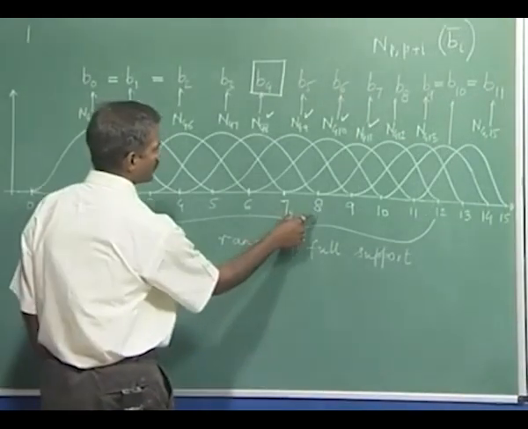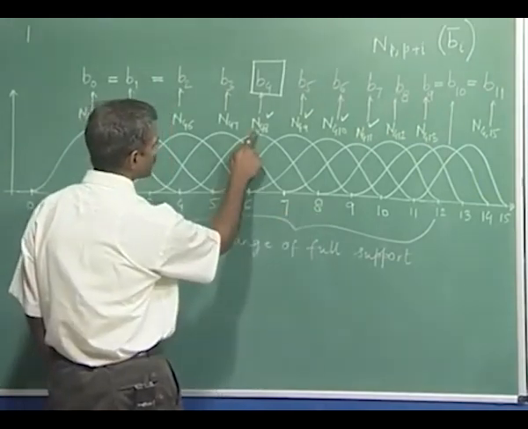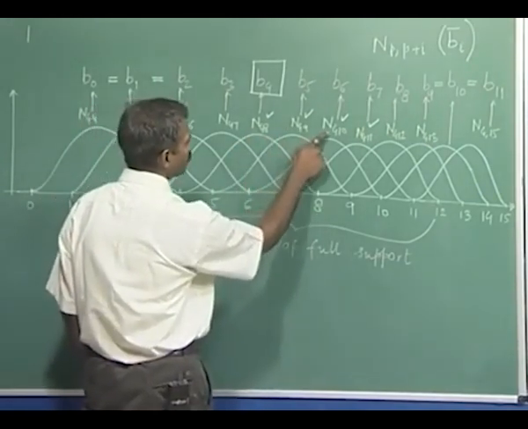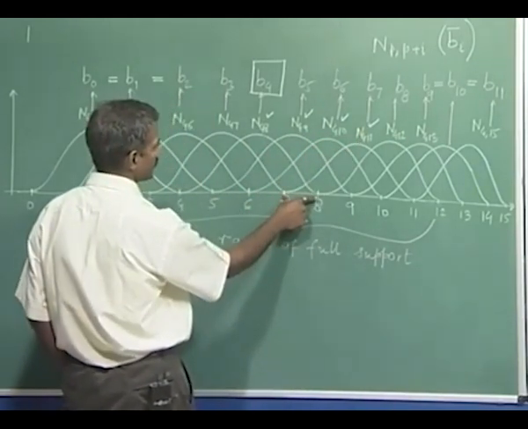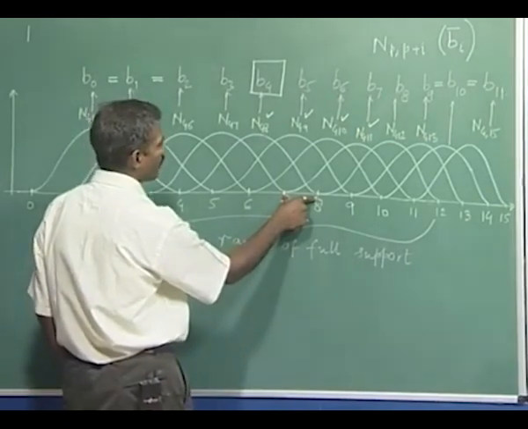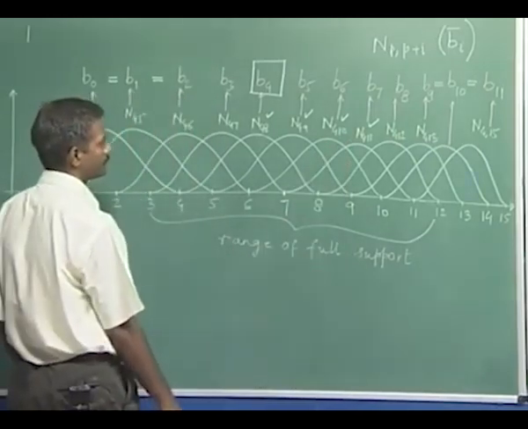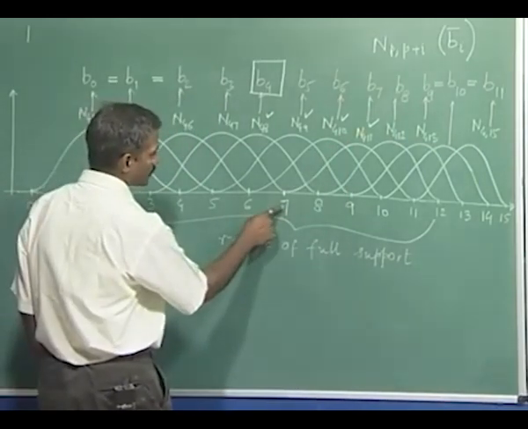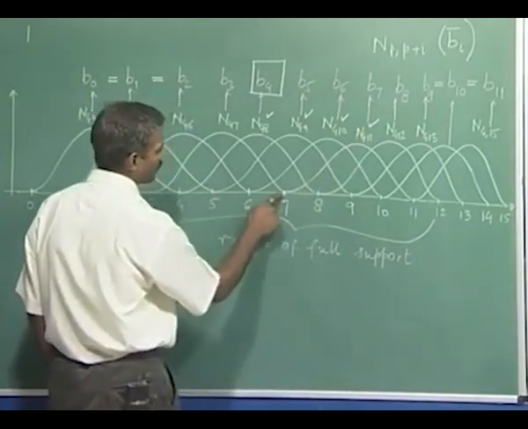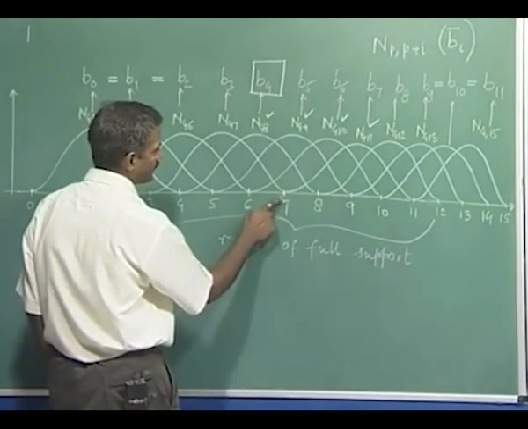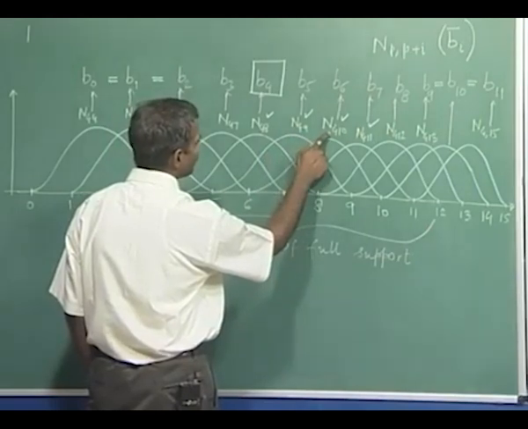Now let's concentrate on this knot span T7, T8, over which N48, N49, N410 and N411 will be non-zero. Because of the local barycentricity property, these 4 basis functions will sum to 1. Now at t equals T7, N411 automatically gets dropped off. Its value is 0 here. So at t equals T7, N48, N49 and N410, these 3 sum to 1.